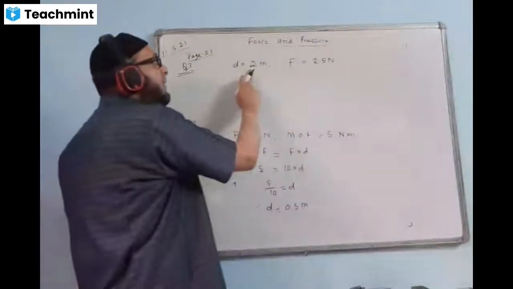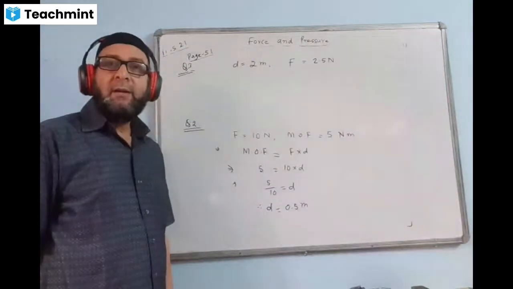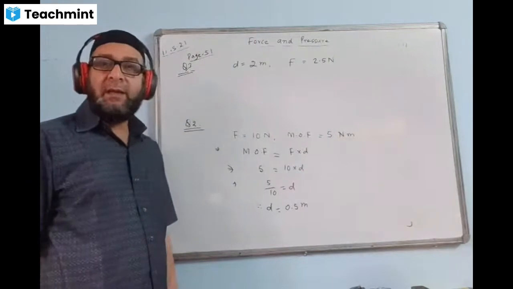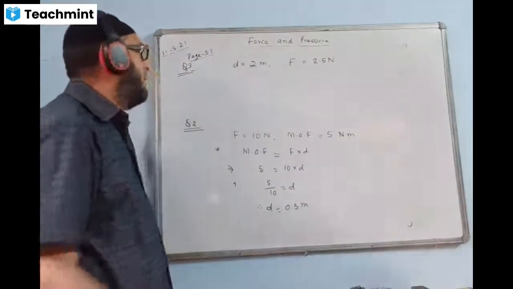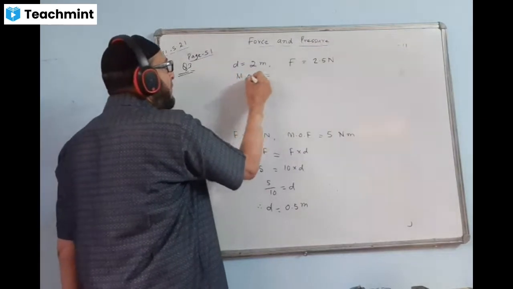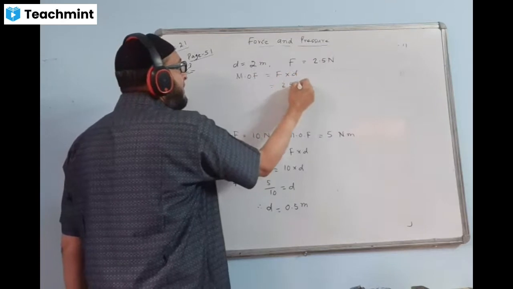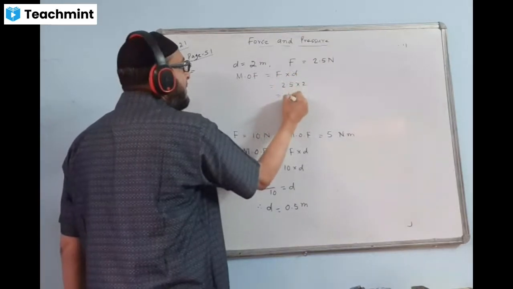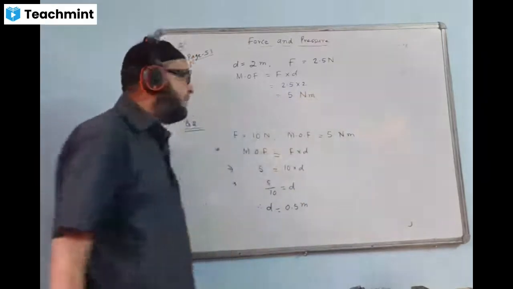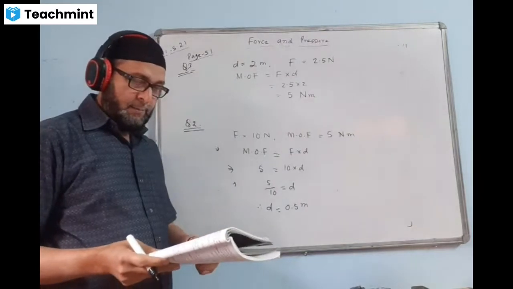Distance is 2 meter given. Force is given 2.5 Newton, and this is the minimum force given. And we know that minimum force is always applied at the maximum distance, which is at the edge of the door, where we are applying it. So moment of force we have to find. Moment of force formula is F into D. Force is 2.5, distance is 2. We multiply, the answer is coming 5. Unit of moment of force is Newton meters, so we add Nm. This is the answer for question number 3.